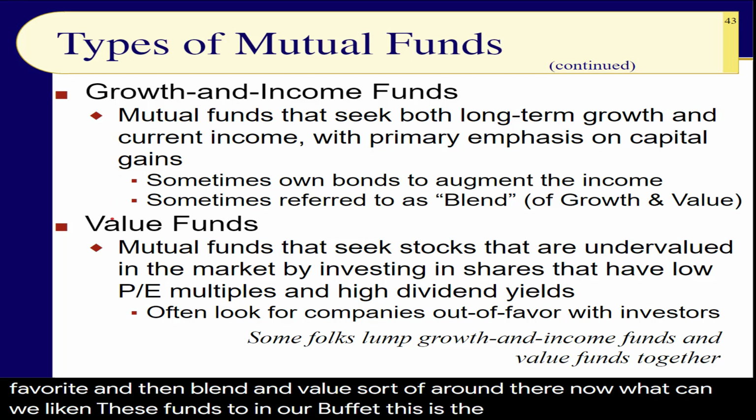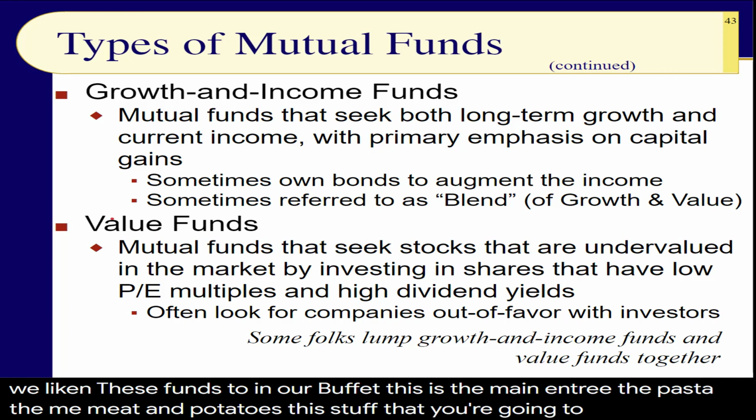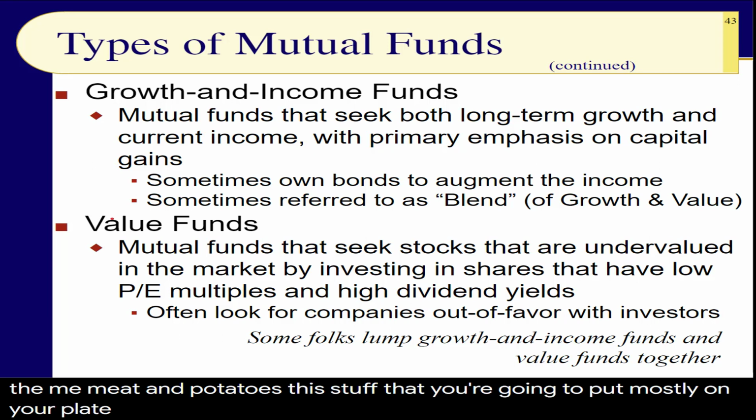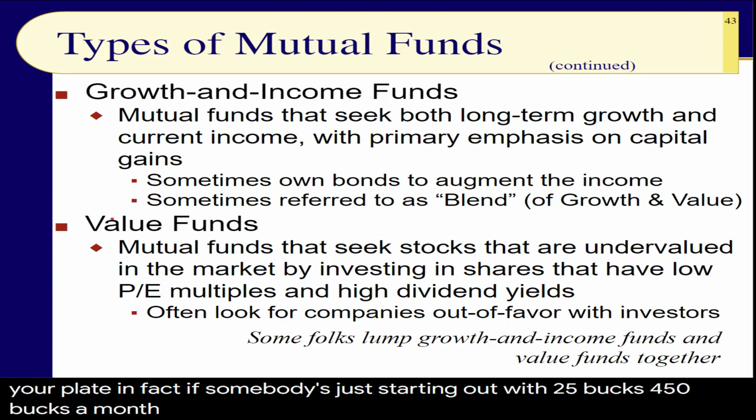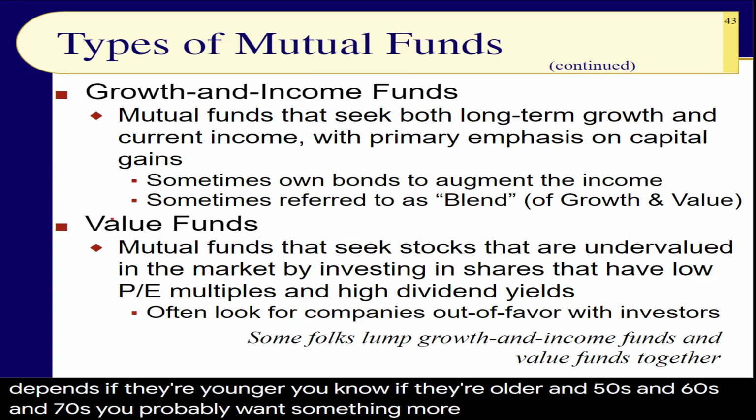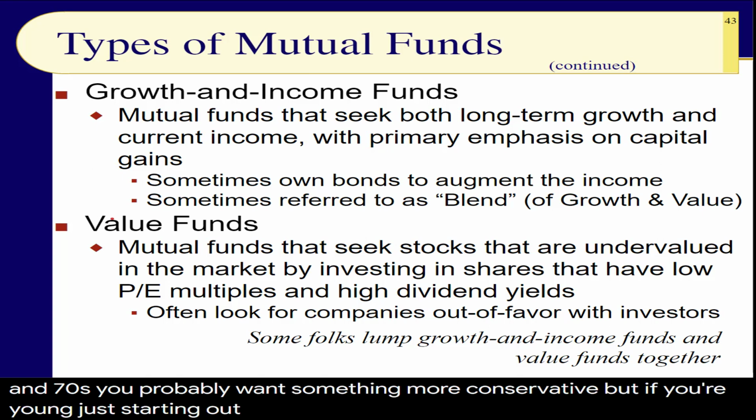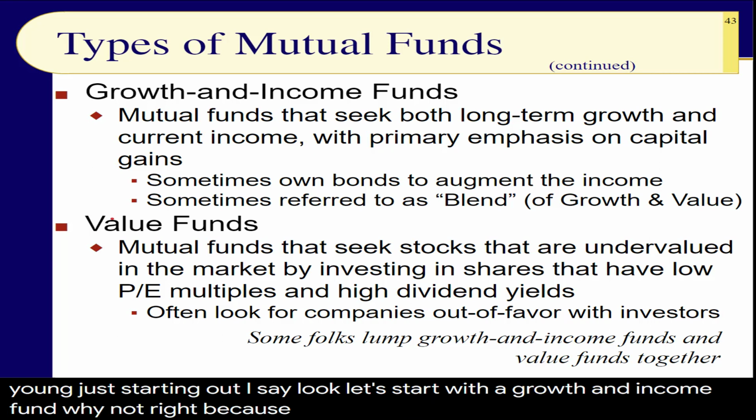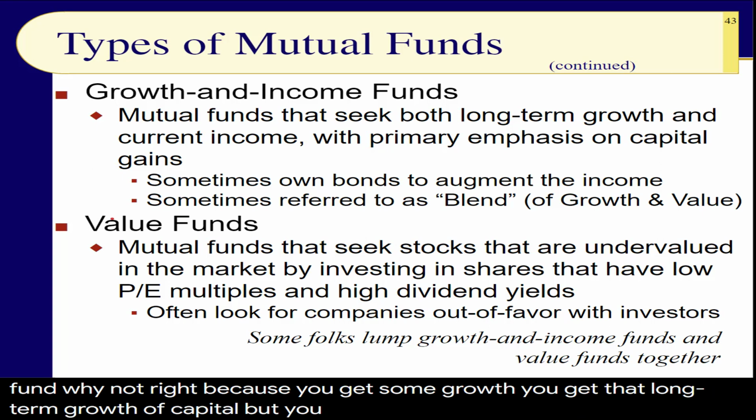This is the main entree, the pasta, the meat and potatoes, the stuff that you're going to put mostly on your plate. In fact, if somebody's just starting out with 25 bucks or 50 bucks a month, I often say go with the growth and income spending. It depends if they're younger, if they're older in the 50s and 60s and 70s, you probably want something more conservative. But if you're young, just starting out, I say, look, let's start with a growth and income fund. Why not, right? Because you get some growth, you get that long-term growth of capital, but you also get income.